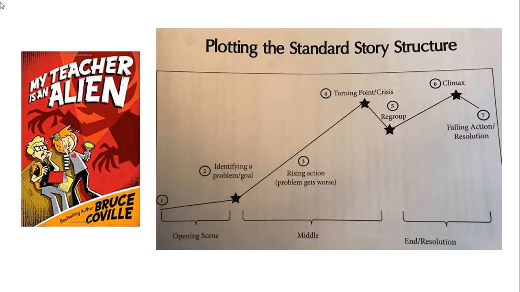So let's talk about the story structure of My Teacher is an Alien. So I want you, in your tables, we're going to turn and talk, choose one of these components. Our introduction, number 2, identifying a problem or goal, our rising action, turning point, regrouping, climax, or falling action. Pick one of these and see if your group can identify where in the story that occurs. Turn and talk now.